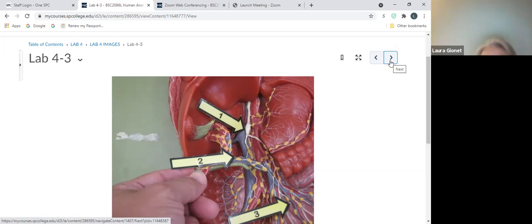So vessels, I would say lymphatic vessels, lymphatic capillaries, lymph nodes, cisterna chyli, right and left lymphatic ducts. That's it.